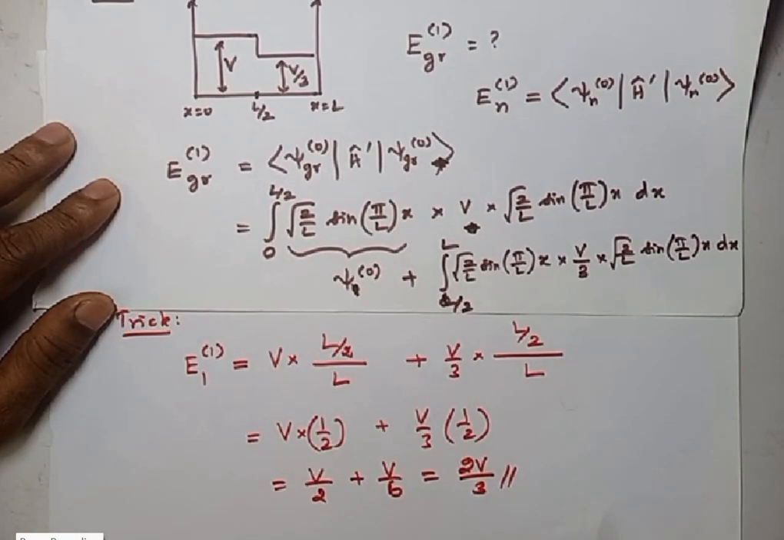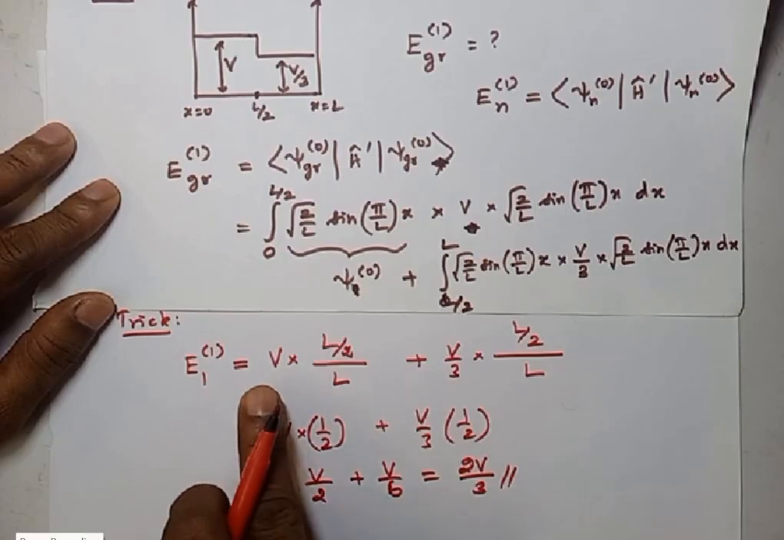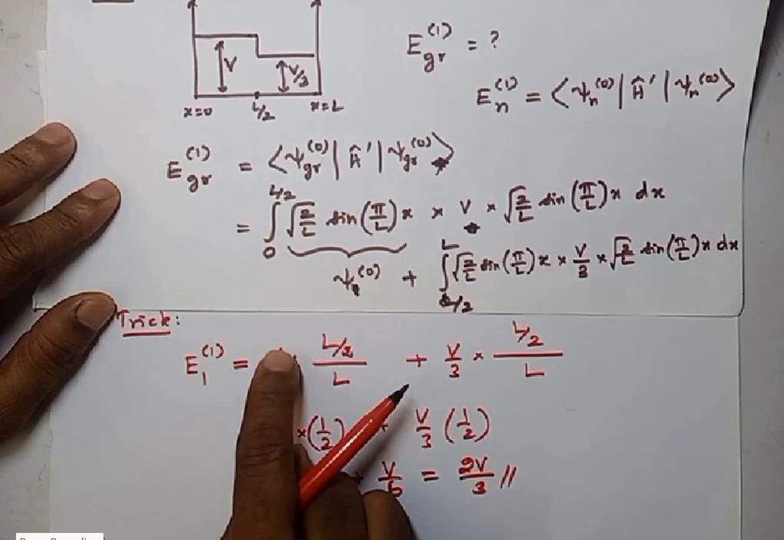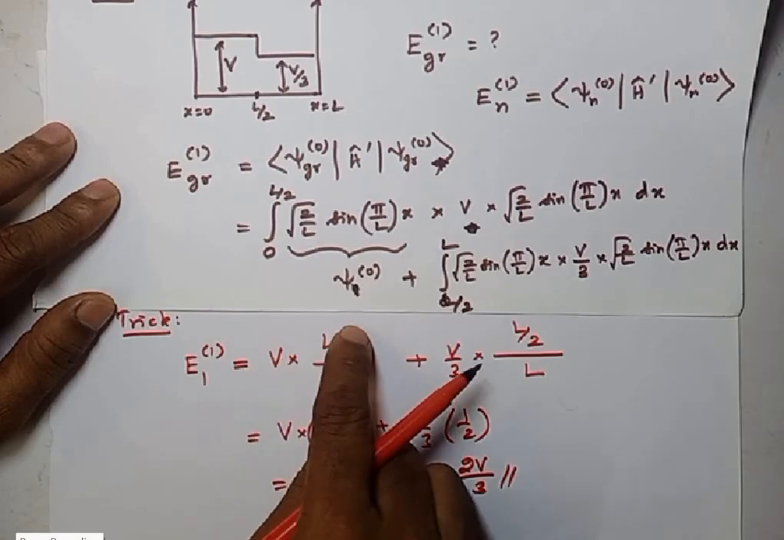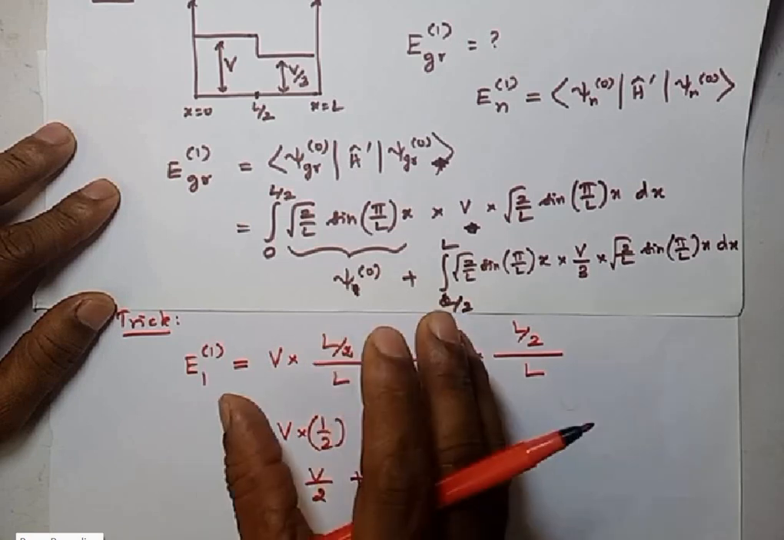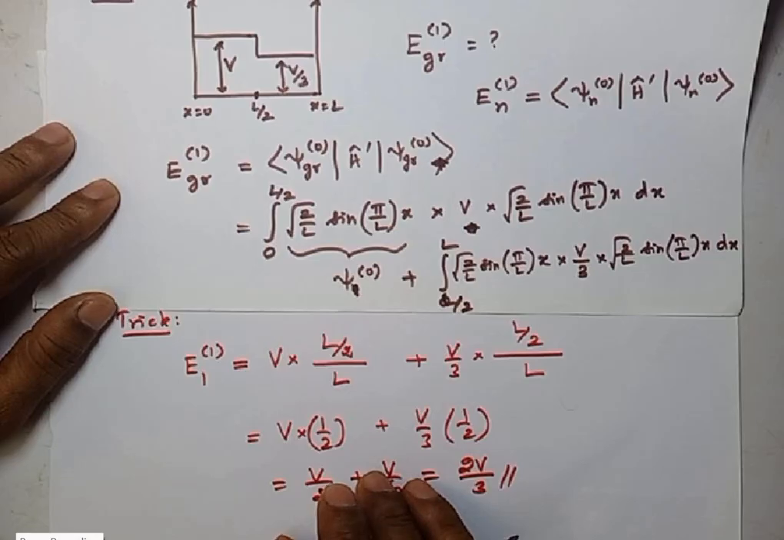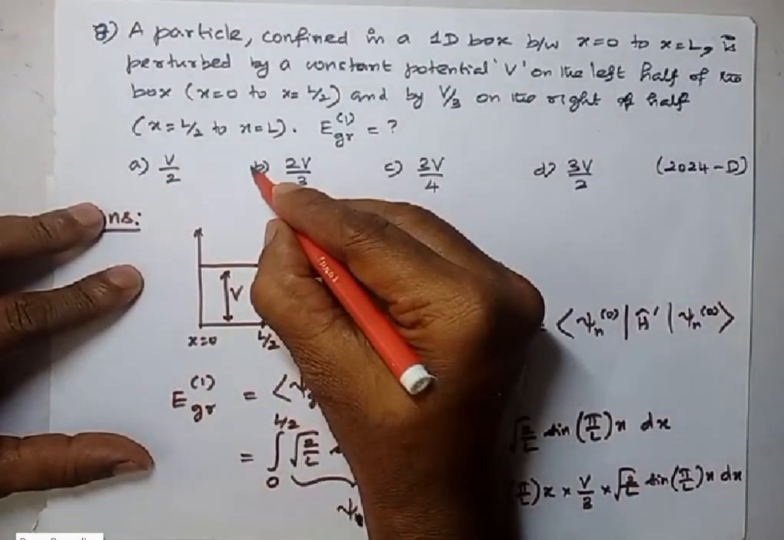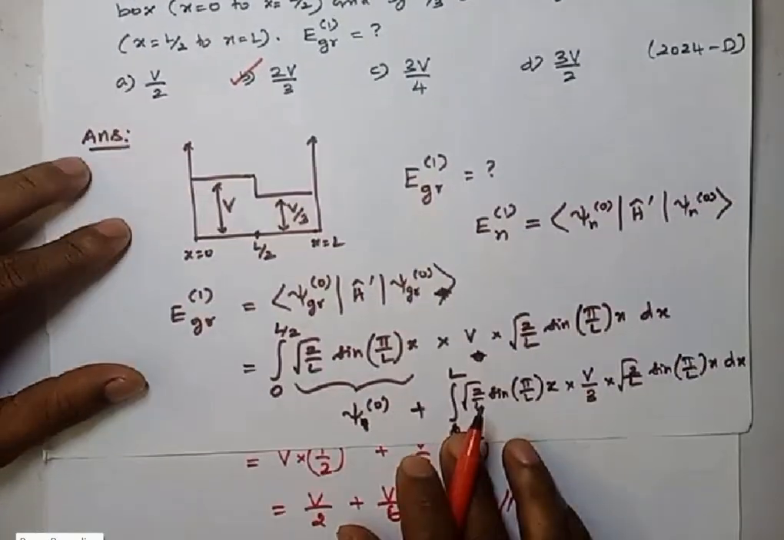So here I'm using the shortcut that you just write the constant potential available into the length of the perturbation divided by the length of the box. This is the idea. So for this question, the correct option is option B, 2V by 3, right?